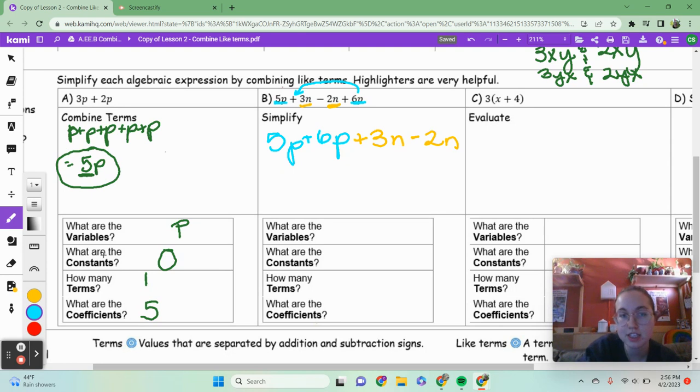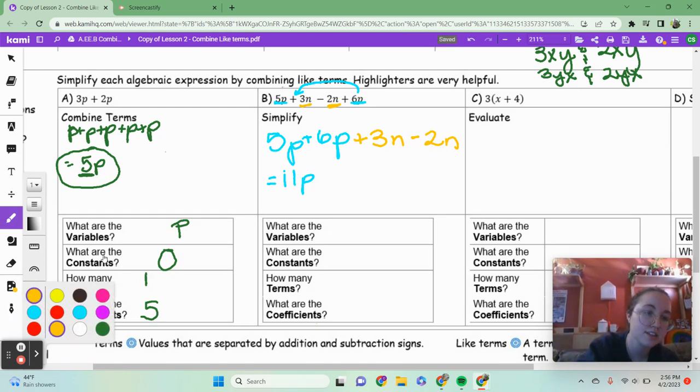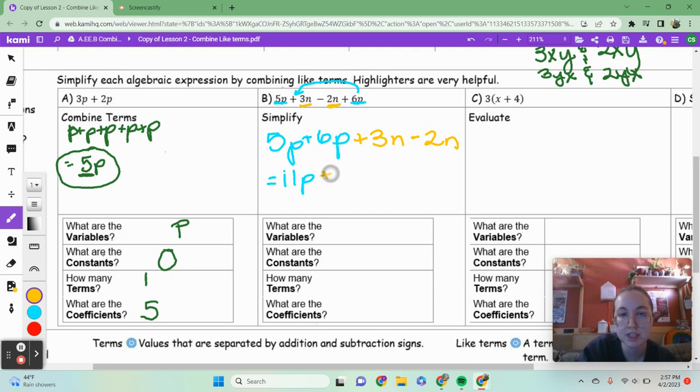I have 5p's and I have 6p's. Well, just as we did over here, we can find that 5p's plus 6p's is going to give me 11p's, because I have 5 of something plus 6 of something. For the n's, I have 3 n's and I am subtracting out 2 of them. So 3 minus 2 gives us 1, so that is plus 1n. But as we set up there, we don't really need to write the 1. We can also just write it as n.